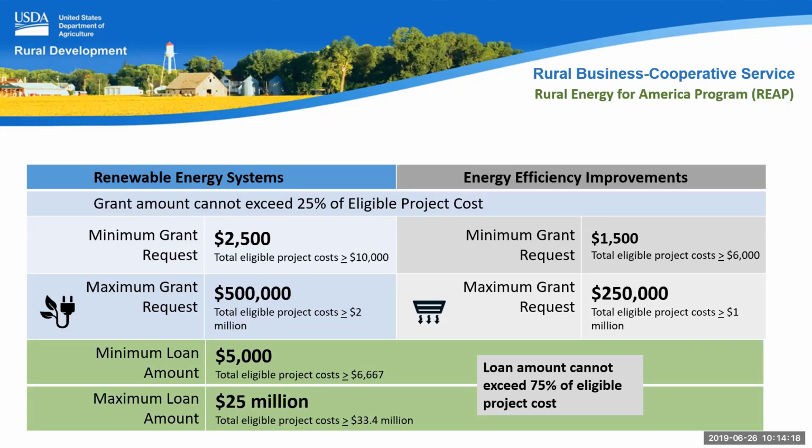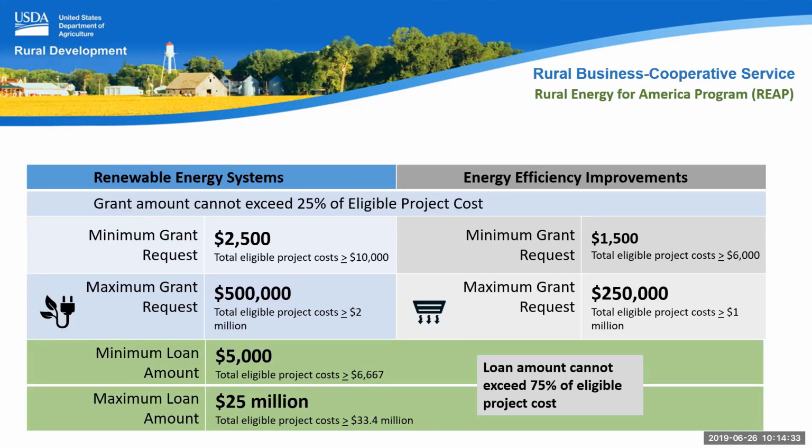For renewable energy systems, there's a minimum grant request of $2,500. This means your total project cost has to be at least $10,000. The maximum grant request for renewable energy systems would be $500,000.